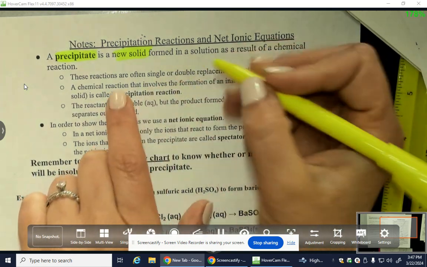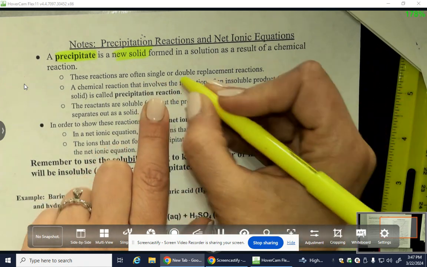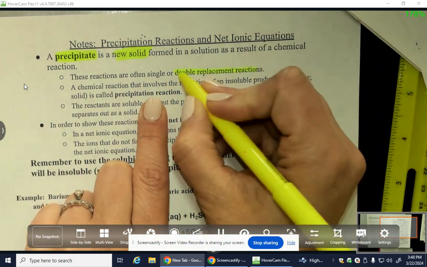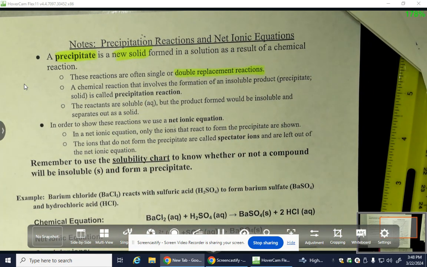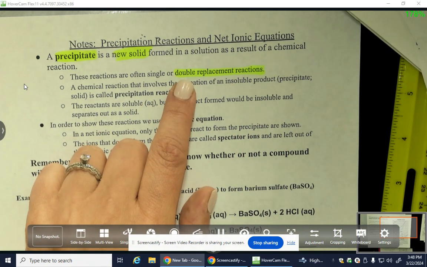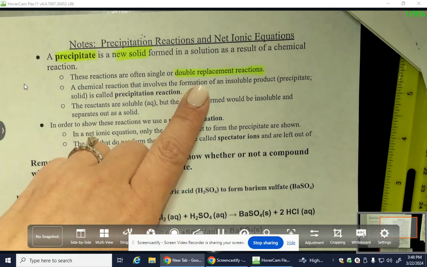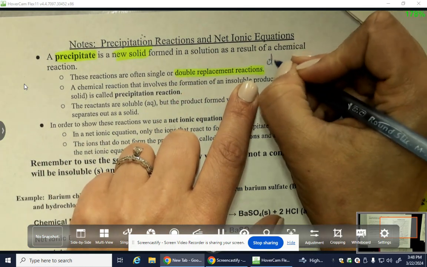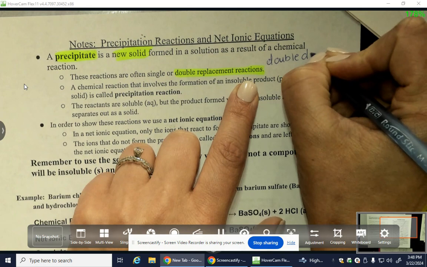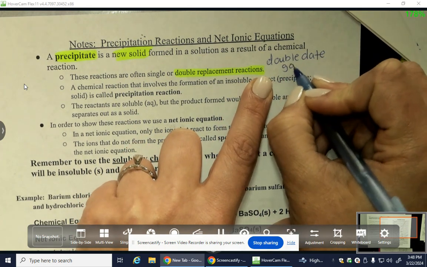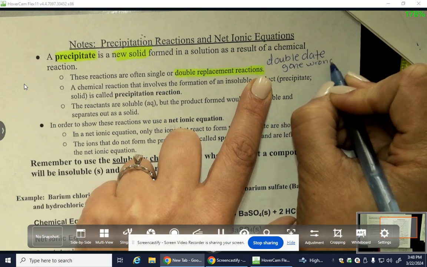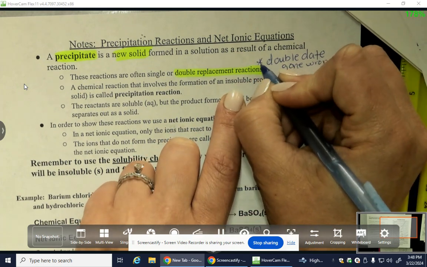They are often, this says, single or double replacement. We're going to really focus in on the double replacement, because for single replacement we tend to think of our activity series a little bit more. So we're focusing in on double replacement. Just a reminder, that was the one we said was double date gone wrong. If that didn't help you back then, don't write this down. Double date gone wrong. That was our informal description of it, right?